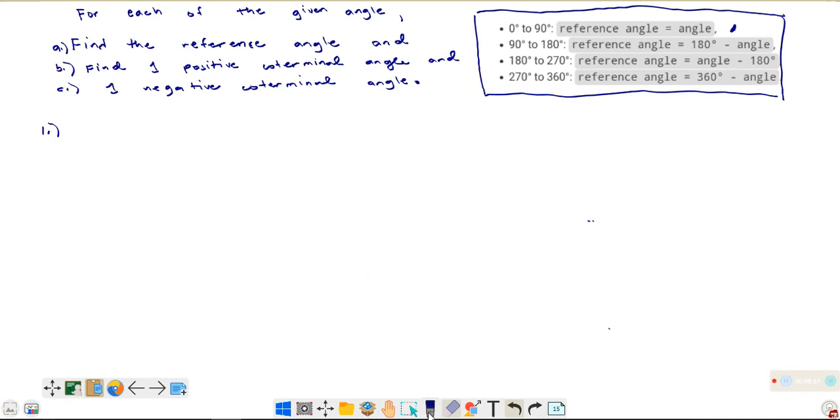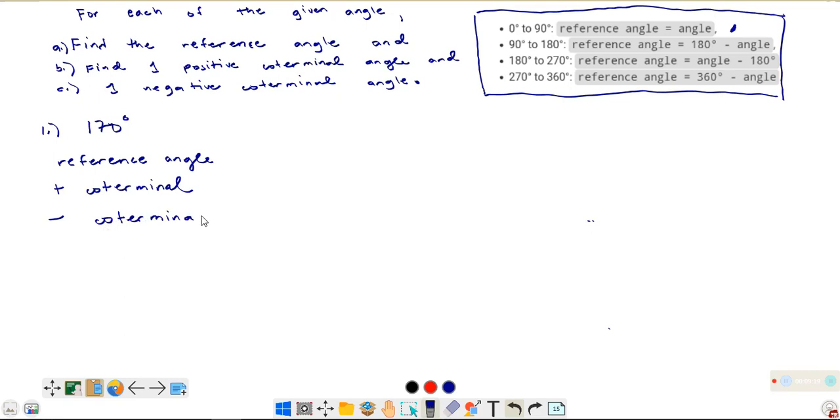Yan. Ang given angle natin ay 170 degrees. Again, kunin natin ang reference angle. Kunin natin ang positive coterminal at ang negative coterminal. Ang formula natin pag 90 to 180 is 180 minus the given angle. So, 180 degrees minus the given angle, 170. We have 10 degrees na reference angle.